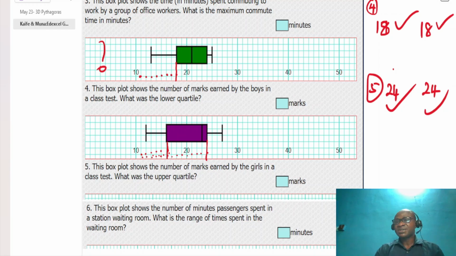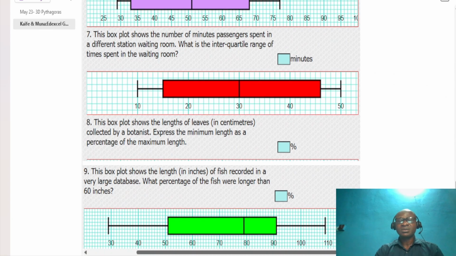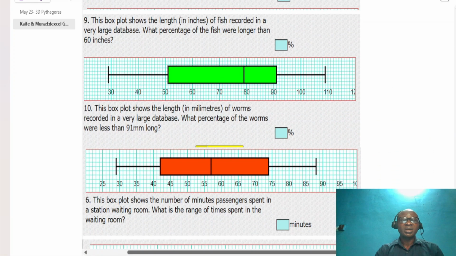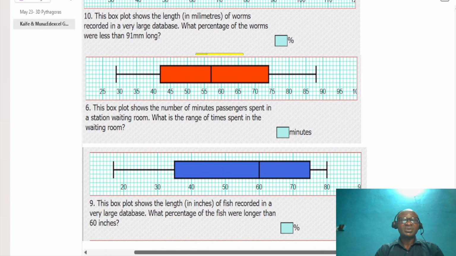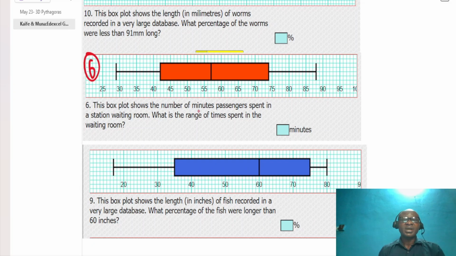Then we move to number 6. I will move down where the graph is. Number 6 is coming after 10. Okay, so here is number 6. Taife first, what is your answer to number 6?